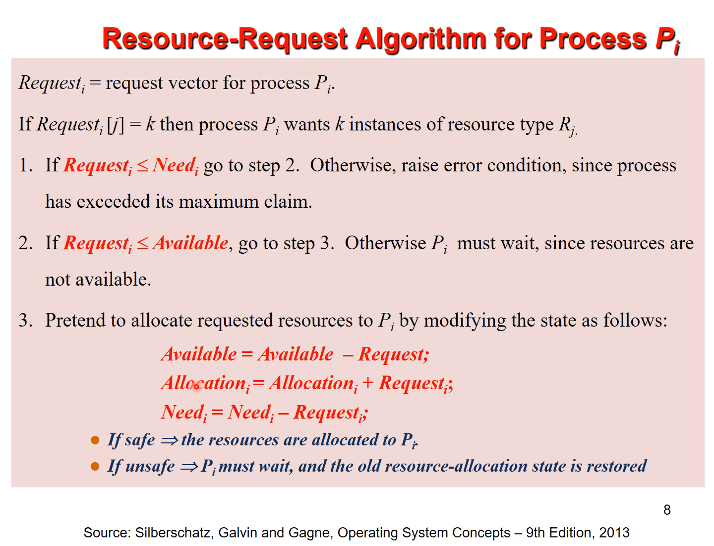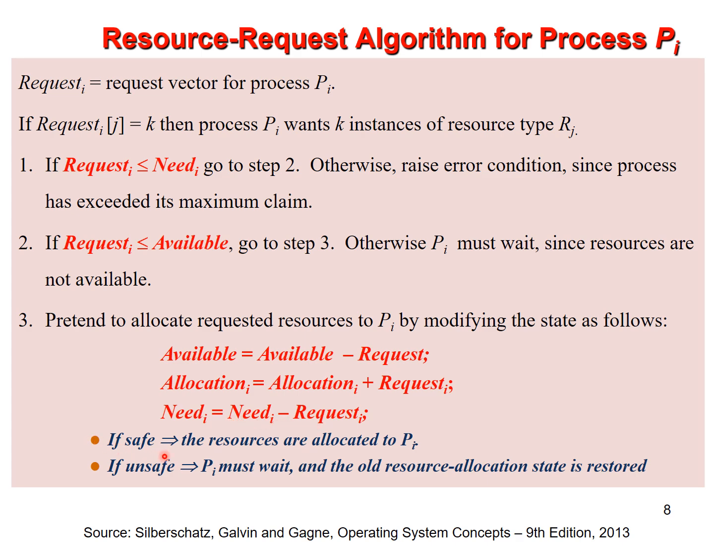Also, the process has some allocation already. So allocation to that particular process Pi will be equal to the old allocation plus the new allocation. So allocation becomes allocation plus request. And need is equal to need minus request. It has made a request, we have provided it. So need becomes need minus request.